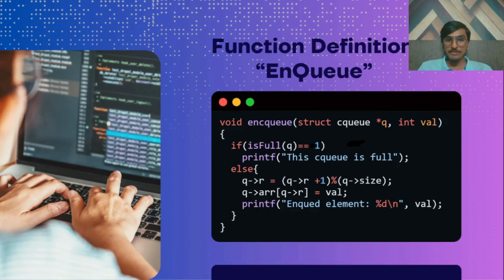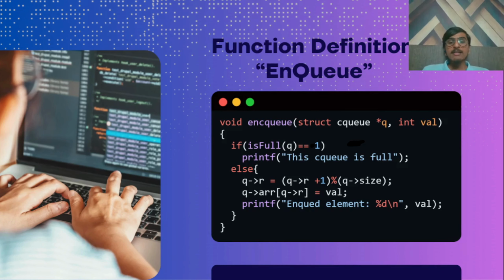Here's a snippet of the enqueue function, which is used to add a value to the circular queue. In the enqueue function, we will first check if the circular queue is full or not. If it is full, then we will print the message that the circular queue is full, and if not, then we will perform the operation on it. We will add the user given value to the circular queue.